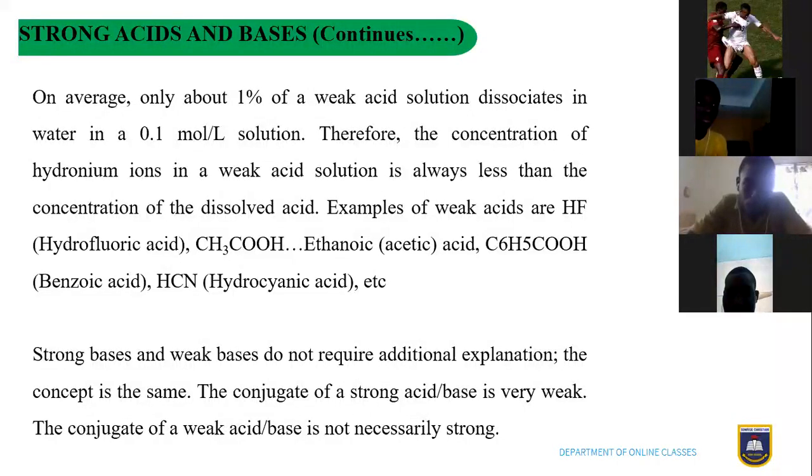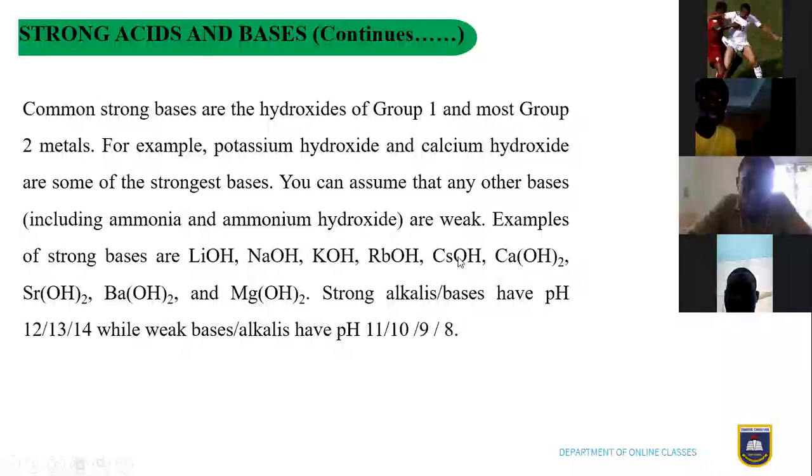I explained this concept when we did the conjugate acid-base pair. You remember? I explained this. Common strong bases are the hydroxides of group 1 and most group 2 metals, but not most, I think all of them.